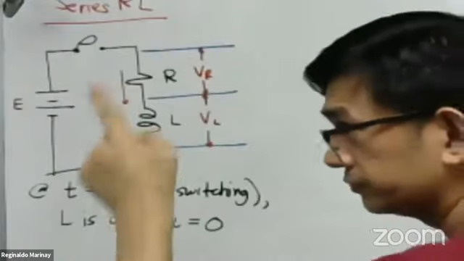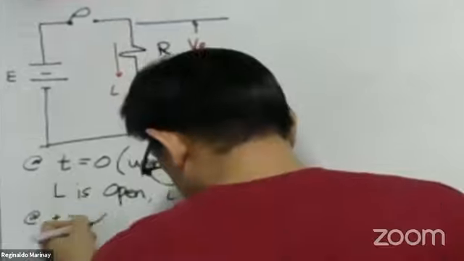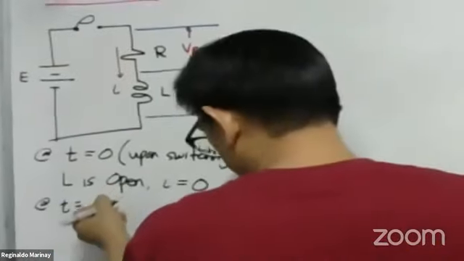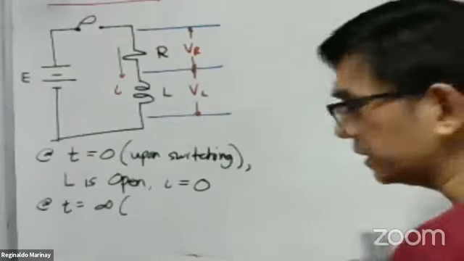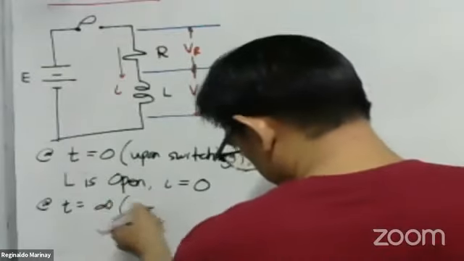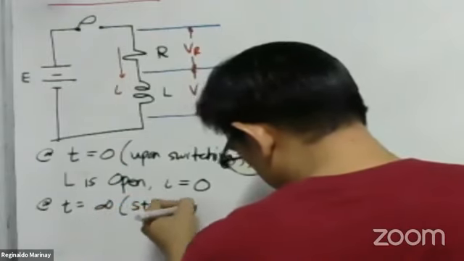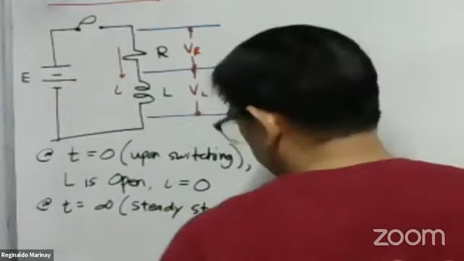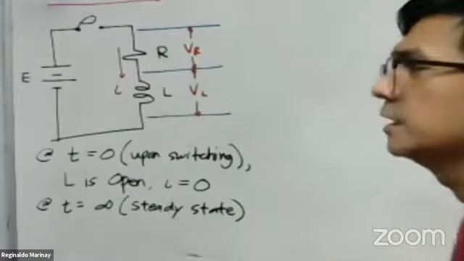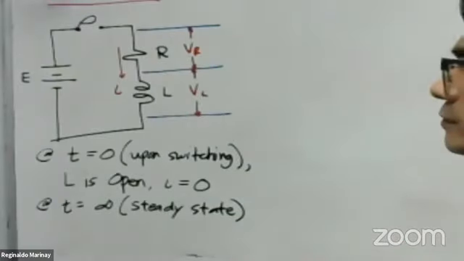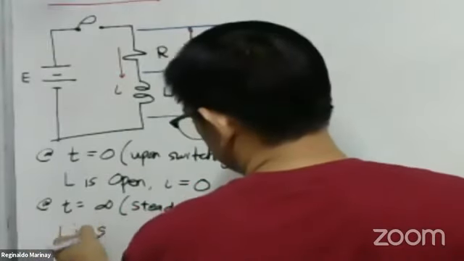At time equal to infinity, the switch is closed. If we mean time is infinity, that is steady state. At steady state, you may copy what's on the board: the inductor is shorted.